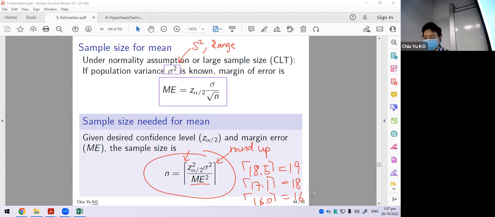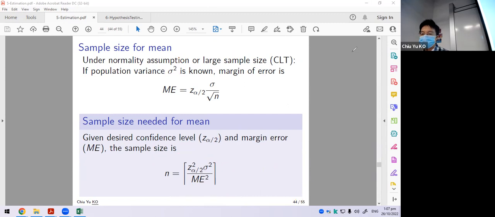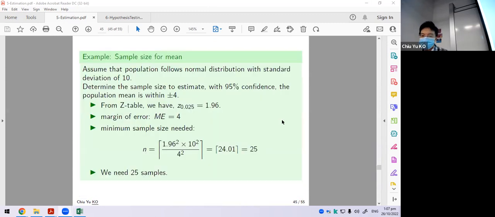So you see an example why I round up, because 18.5 does the job, but you cannot do 18.5 samples, so you need 19. So that's the idea: the minimum sample we need. So see the example. Don't worry, just plug in the numbers. Here the idea is very simple.